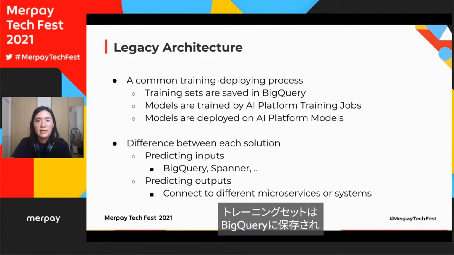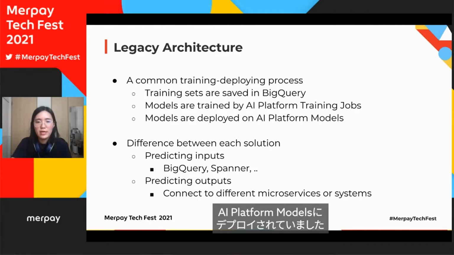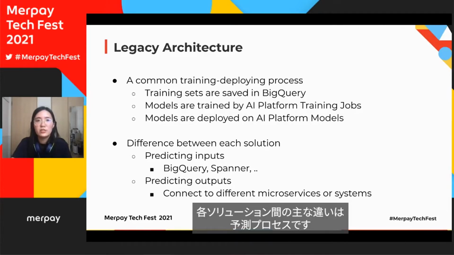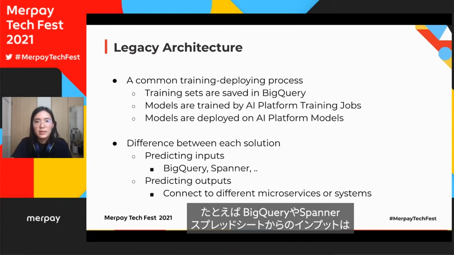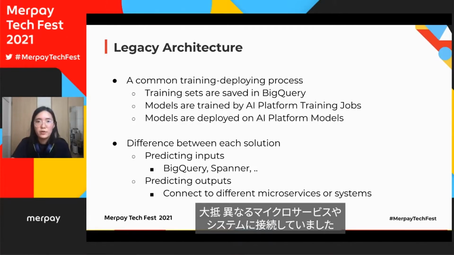The training sets are saved in BigQuery. The models are trained by AI platform training jobs, and the models are deployed on AI platform models. The main difference between each solution is the predicting process. They usually have different inputs and outputs. For example, the input from BigQuery, Spanner, or even spreadsheet. The predicting output is usually connected to different microservices or systems.